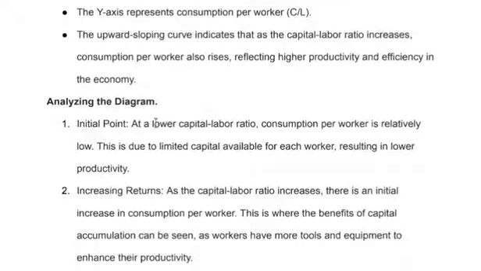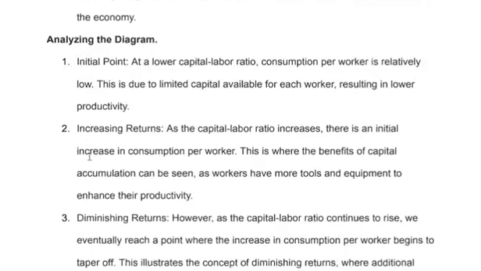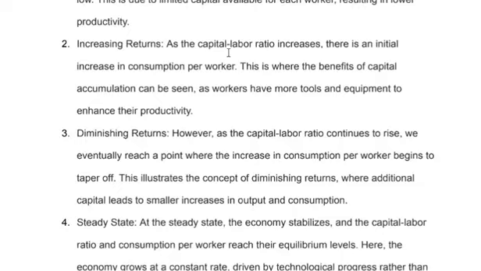Initial point. At a lower capital-labor ratio, consumption per worker is relatively low. This is due to limited capital available for each worker, resulting in lower productivity. Increasing returns. As the capital-labor ratio increases, there is an initial increase in consumption per worker. This is where the benefits of capital accumulation can be seen, as workers have more tools and equipment to enhance their productivity.